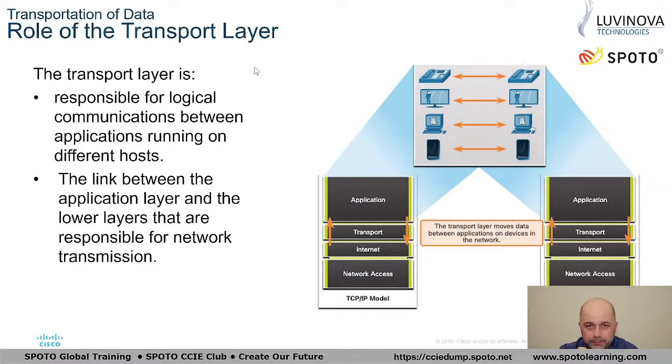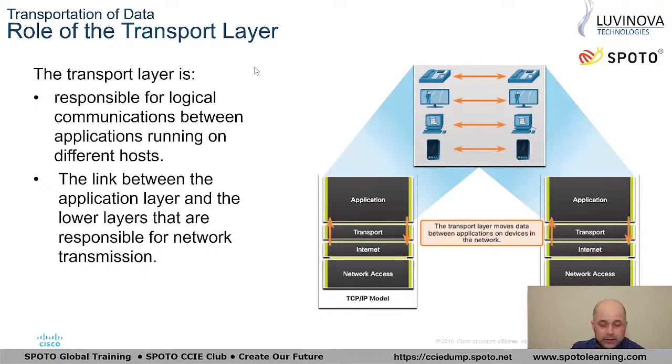Roles of the transport layer. It is the fourth layer of the OSI model and the third layer of the TCP/IP model. It is above the internet layer and beneath the application layer. All layers, as you know from the CCNA curriculum, communicate between each other, and what happens on those layers directly affects the transmission of the data.